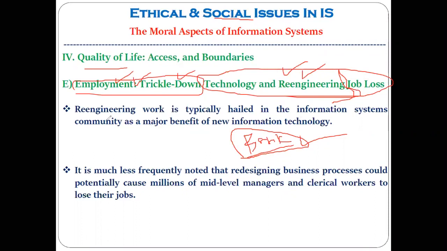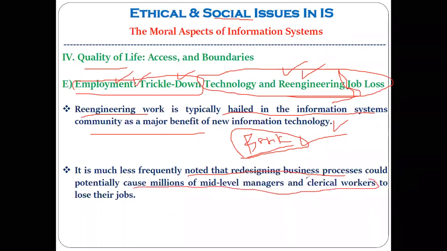The changes in the process and procedure of doing a certain work is called re-engineering. And re-engineering happens very fast now because of the information system and technology. It has some advantages and some disadvantages also. Understood? Because of this redesigning of business processes, with the entry of information systems and technology, millions of mid-level managers and clerical jobs have been lost.